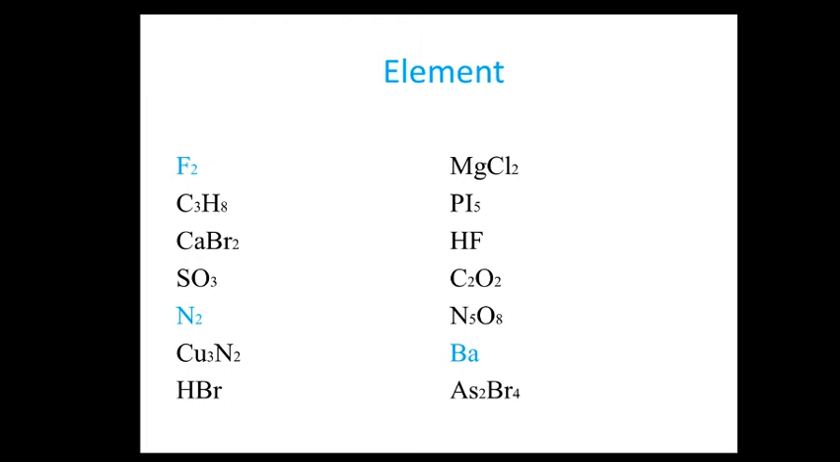Well, if you've resumed, I'm assuming that you've already tried the problems. So hopefully you weren't caught by any of these ones. These are the 3 elements in the list: fluorine, nitrogen, and barium. There are 3 chemicals which are listed which are ionic compounds: calcium bromide, CaBr2, copper-2 nitride, which is Cu3N2, and magnesium chloride, MgCl2.